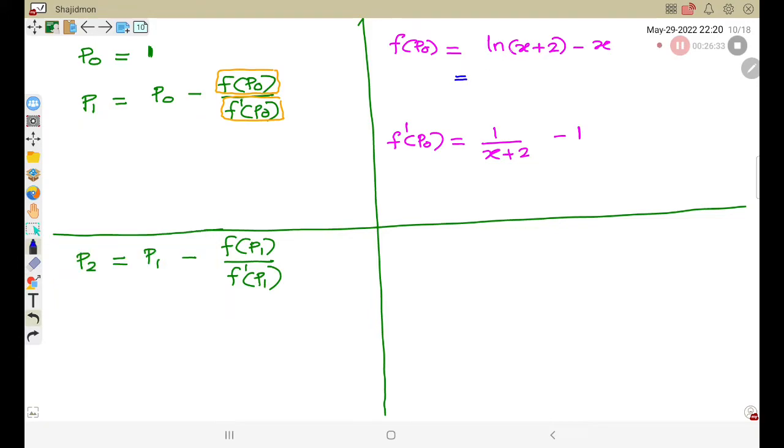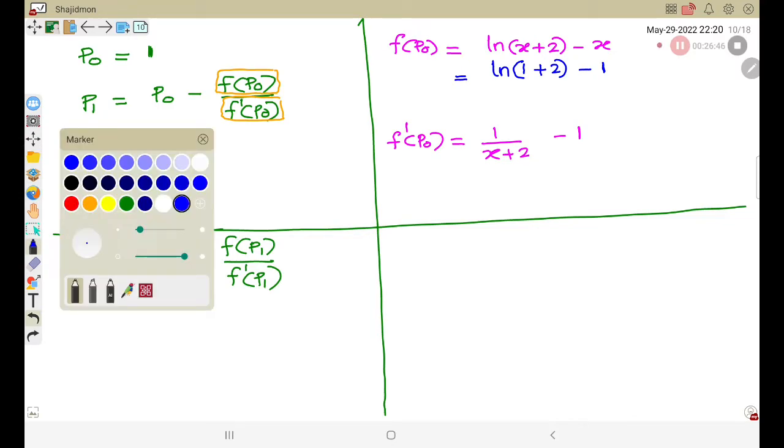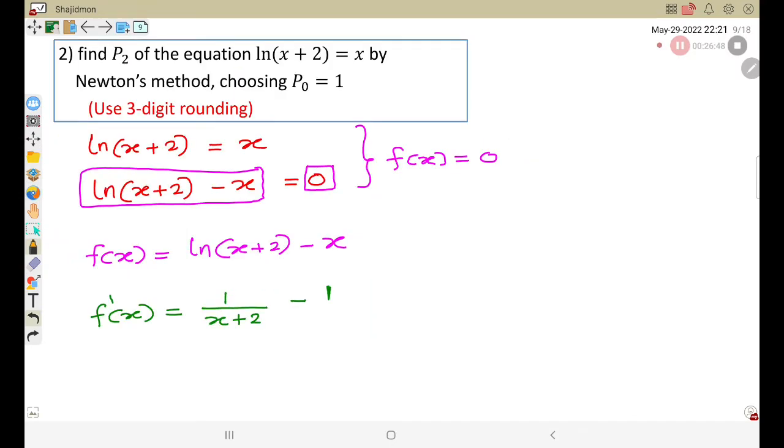P0 number replaced by x. P0 number is what here? 1, correct? So ln of x means ln of P0 number, that is ln of 1 plus 2 minus x, which is again 1. Now take 3 digits rounding in our calculation. It is given here: 3 digits rounding.